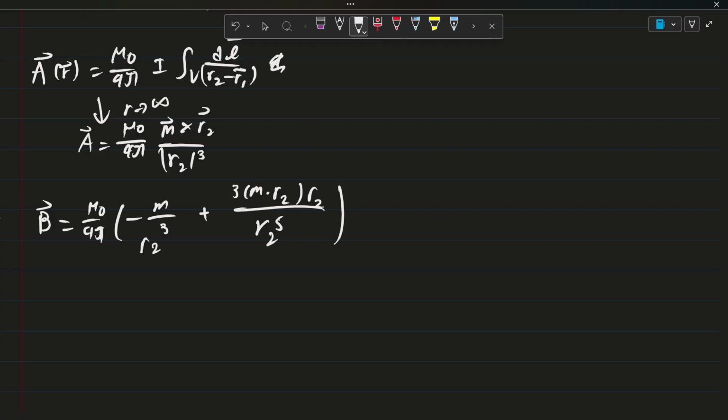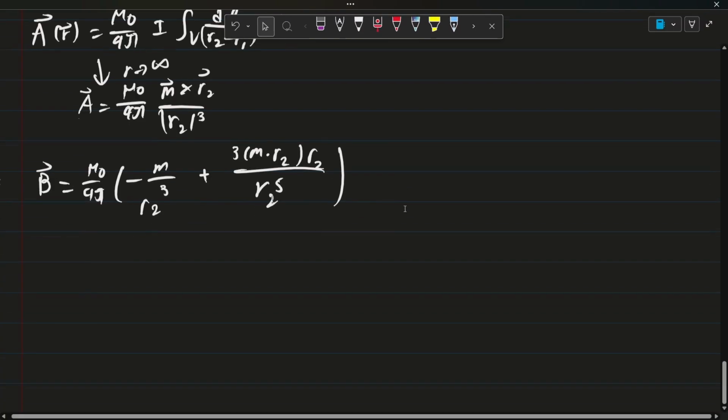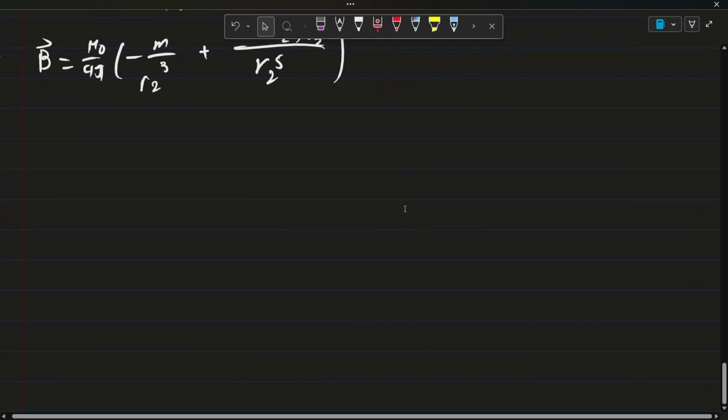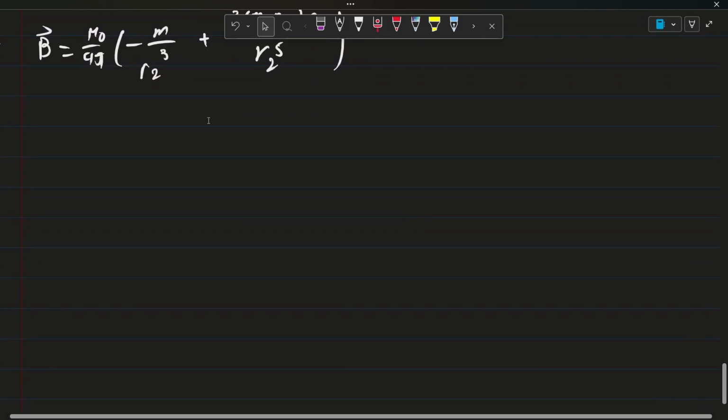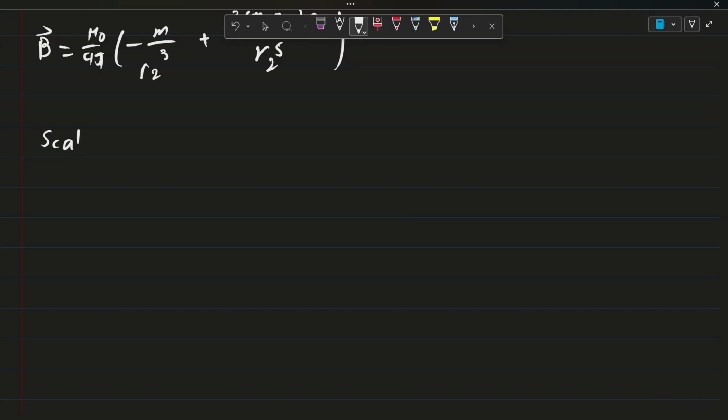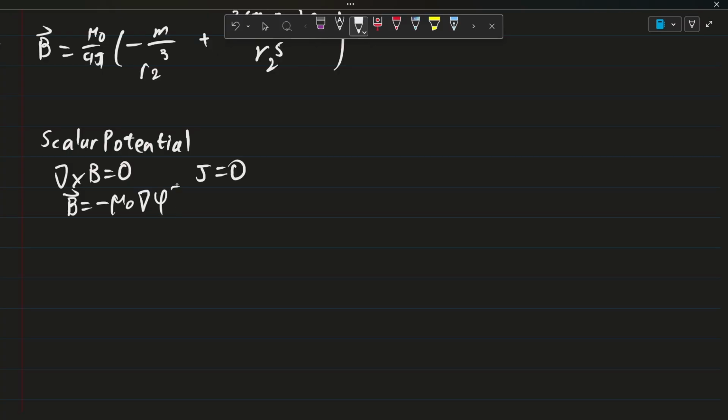So the vector potential is something that is quite general, but solving the vector potential is very hard. So instead, what we can do is try to define a scalar potential instead. And the way that we will do this is we need to have assumptions. And the assumption that we need to make is that the curl of B has to be 0, or this would mean that J has to be 0. So what you could end up having is B vector is equal to negative mu 0 times the gradient of phi star, where the mu 0 is just for convention.